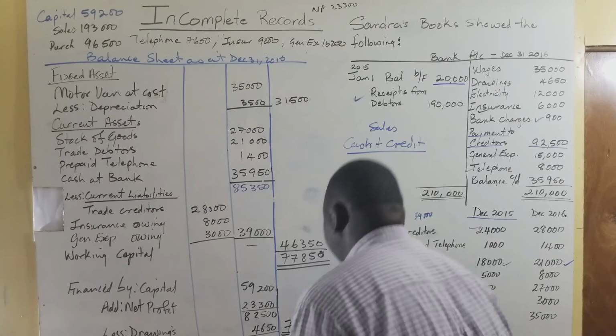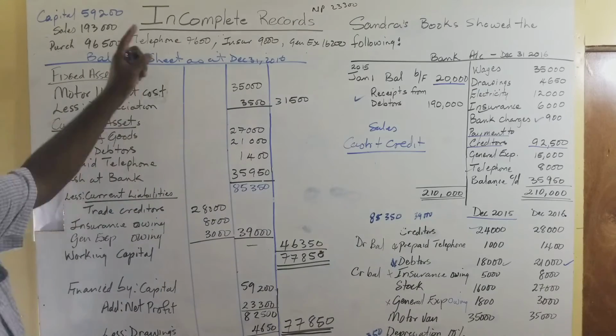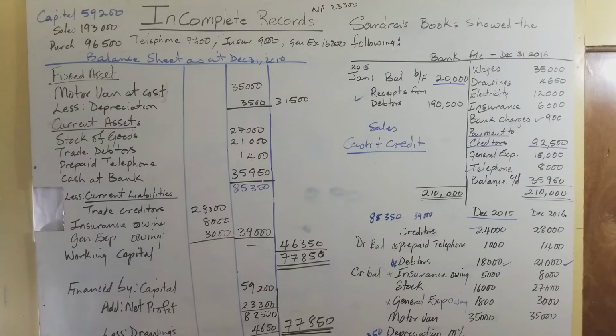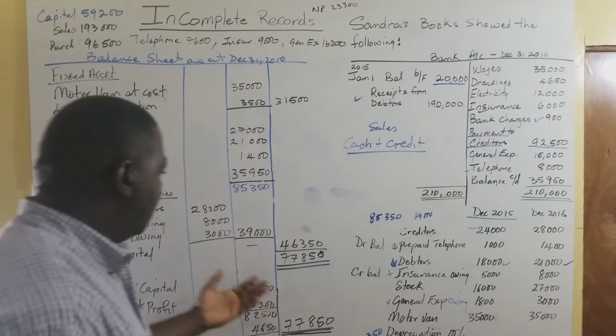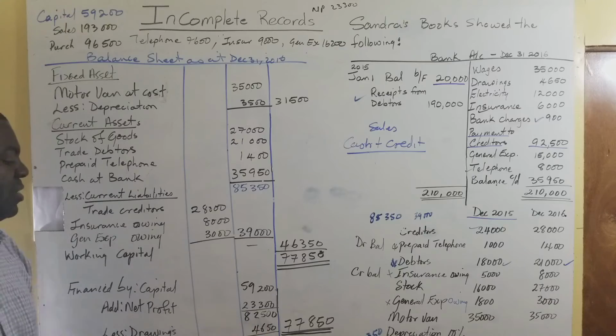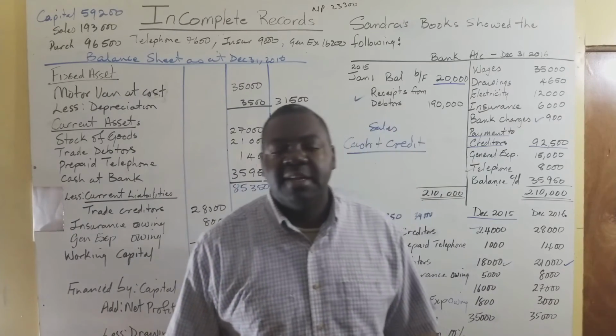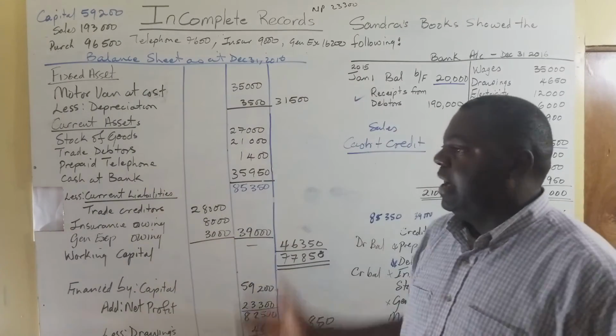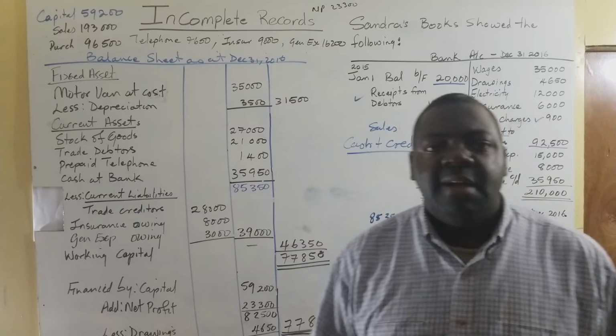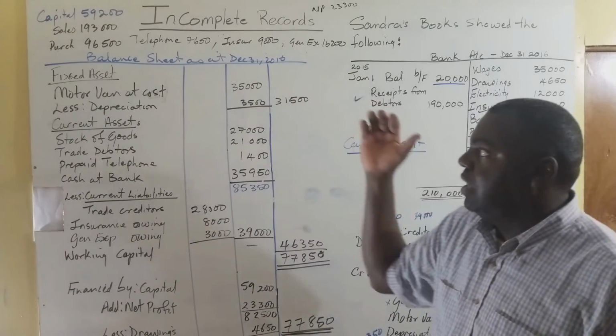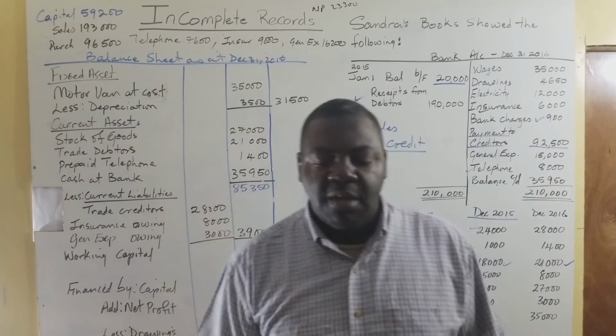Which means we have done a good job for Miss Sandra in dealing with her incomplete records, and we have produced her income statement and her balance sheet. Our net asset, our net worth in the business, is 77,850. Thank you very much, ladies and gentlemen. I hope that we have enhanced your understanding, and we thank you very much for sharing.